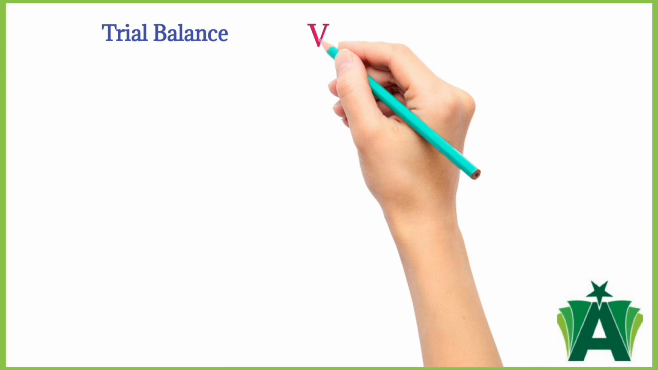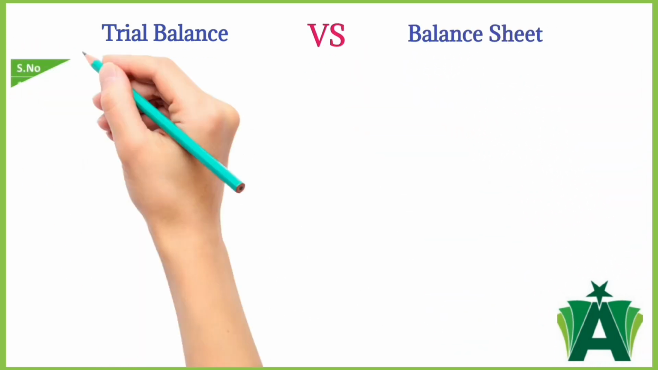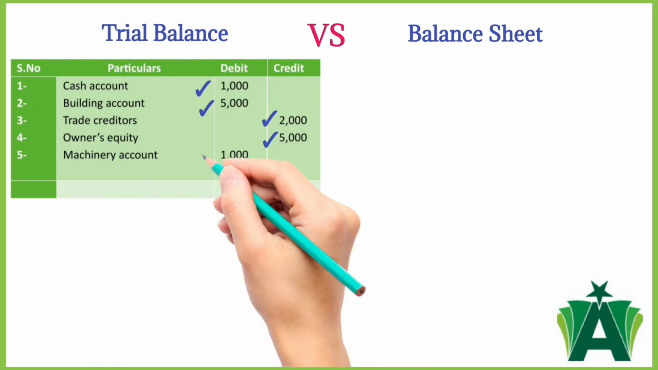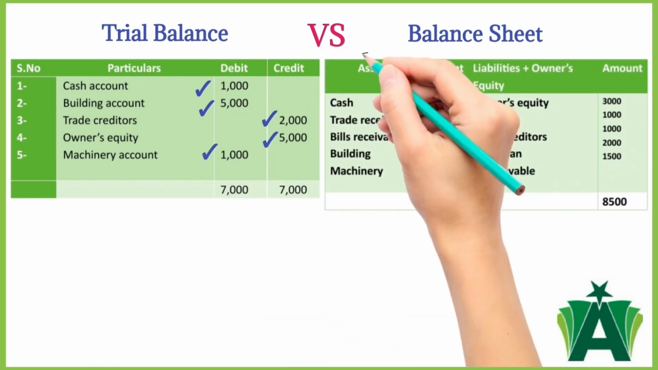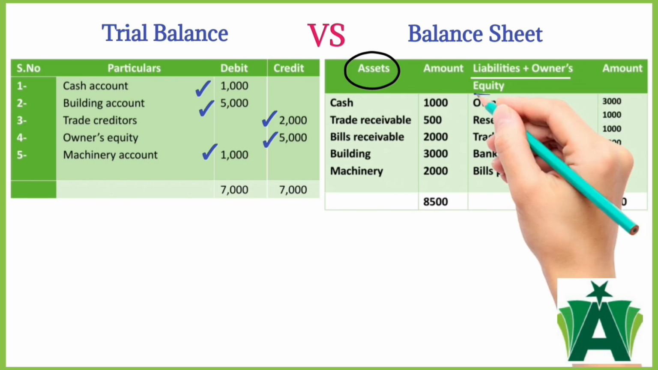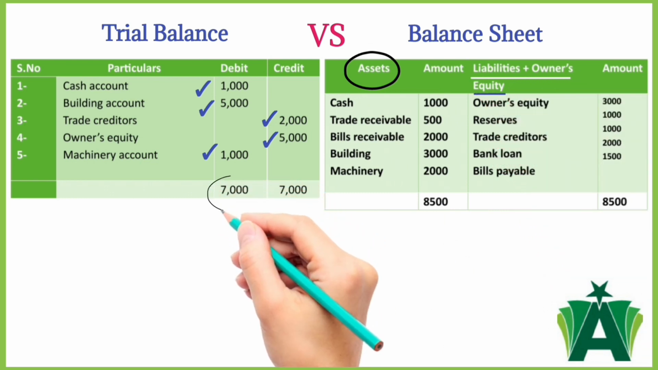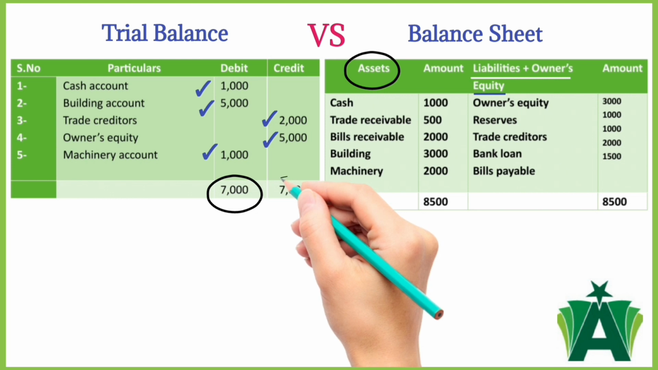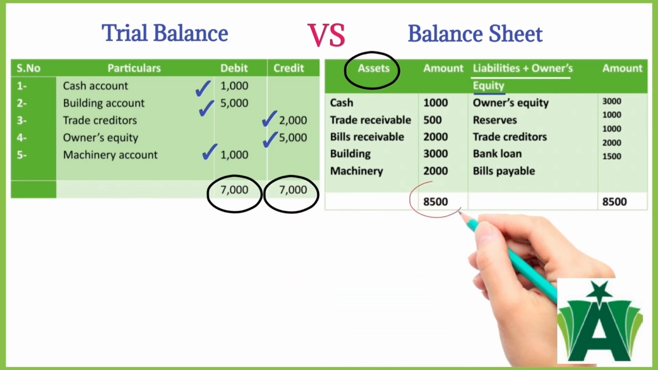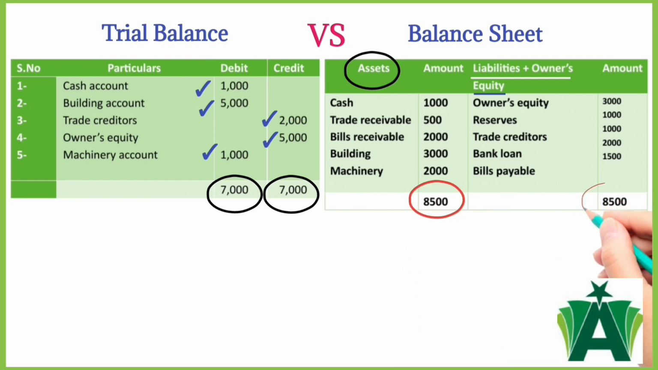Difference between the trial balance and balance sheet. A trial balance is basically a list of balances in the ledger account. A balance sheet is a statement that shows the assets, liabilities, and owner's equity of an organization. Trial balance is used to check the arithmetical accuracy in recording and posting. The balance sheet is used to ascertain its financial position on a particular date.